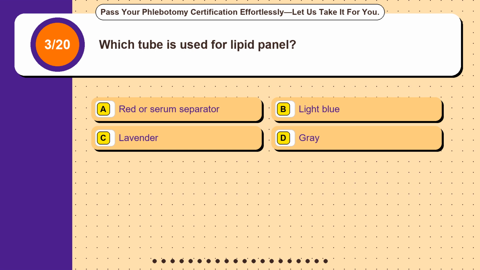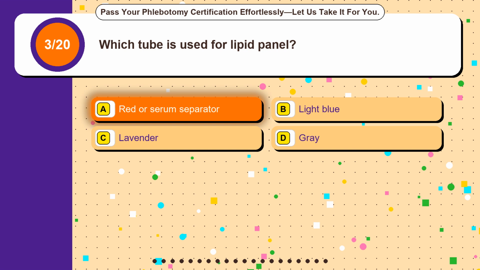Question 3. Which tube is used for lipid panel? Option A, red or serum separator. Option B, light blue. Option C, lavender. Option D, gray. The correct answer is option A, red or serum separator.